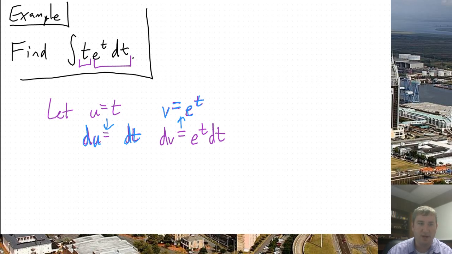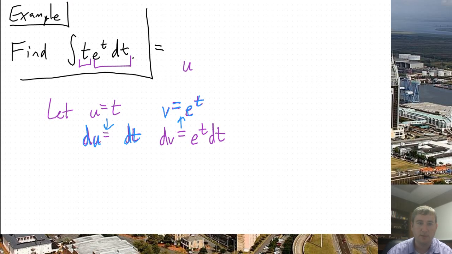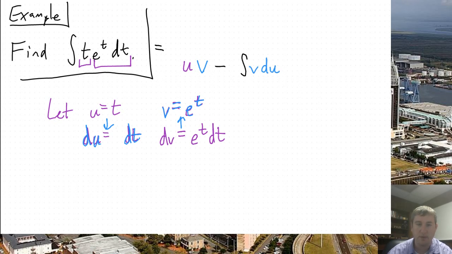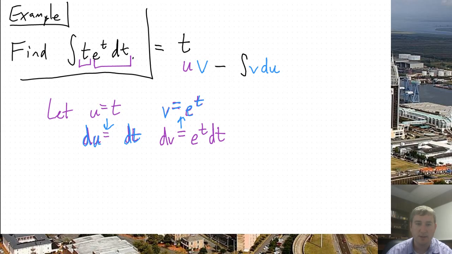So it may not look like we've gotten anywhere, but we actually have, because now I can rewrite this as my uv minus the integral of v du. For this problem, my u is t, my v is e to the t, minus the integral, my v is e to the t, my du is just dt. So there is my first step to this problem.